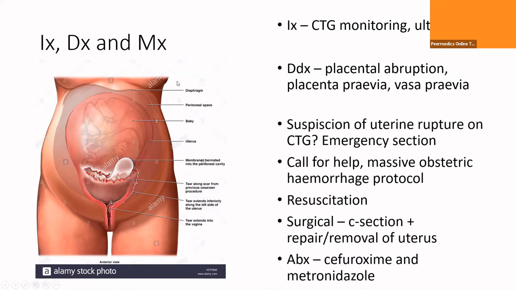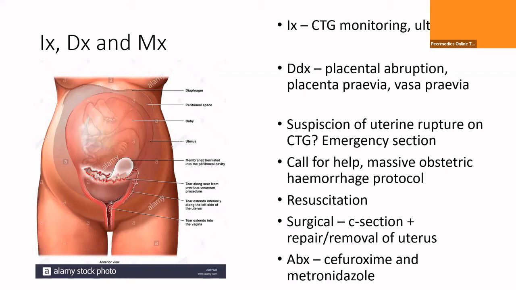And how are we going to manage it? If you have any suspicion of uterine rupture on your CTG, or you know it's happening, consider an emergency section. Call for help, again, it's an emergency. And if you think it's appropriate, instigate a massive obstetric hemorrhage protocol. That applies for any of these obstetric emergencies where you're worried there's going to be a potential large amount of bleeding and you want to, for instance, get cross-match blood ready, just in case mum needs a transfusion.